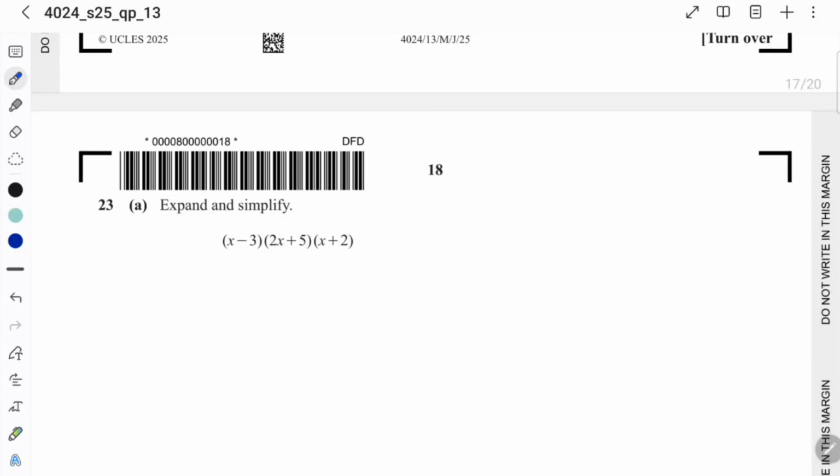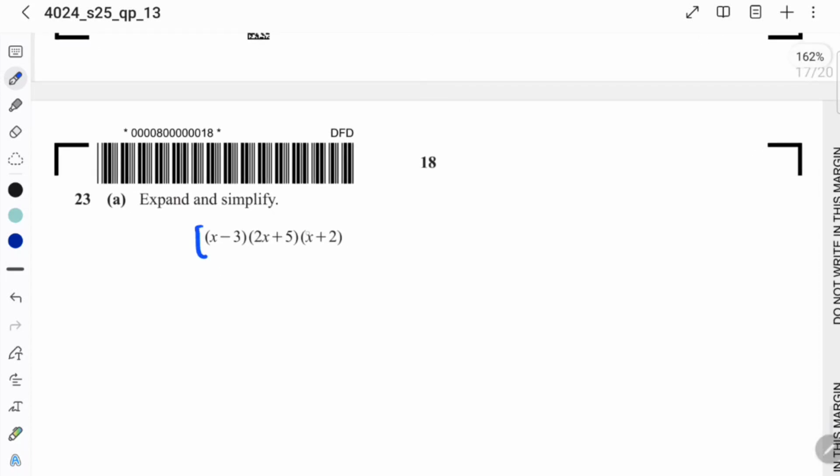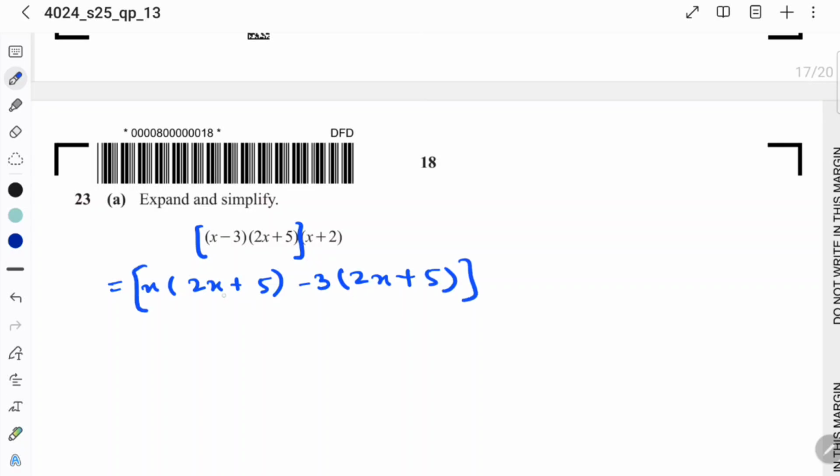Expand the following. Okay, so in this expansion you can see the three brackets are there which we need to expand. So I'm just expanding the first two and then multiply the third one with the simplified result. Okay, now x into 2x plus 5 minus 3 into 2x plus 5, and whenever I get the result, I'll multiply with x plus 2.